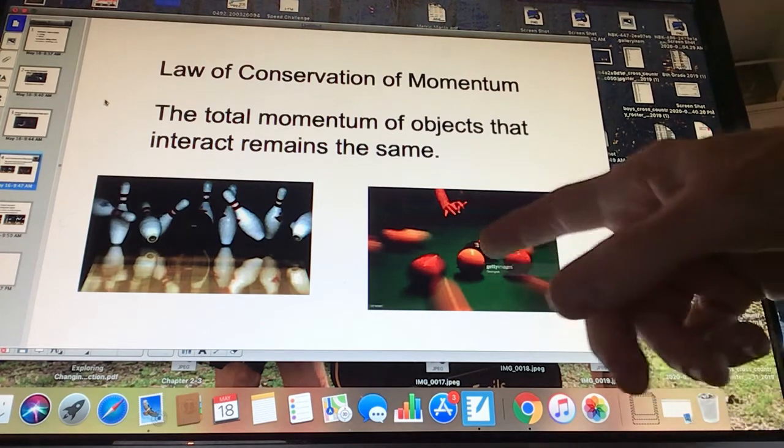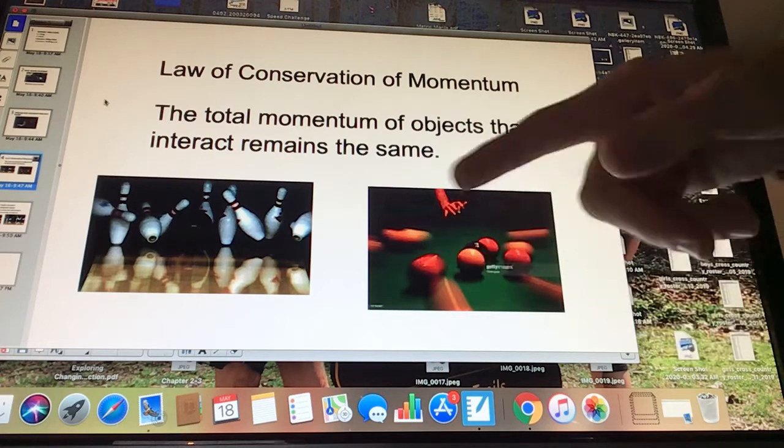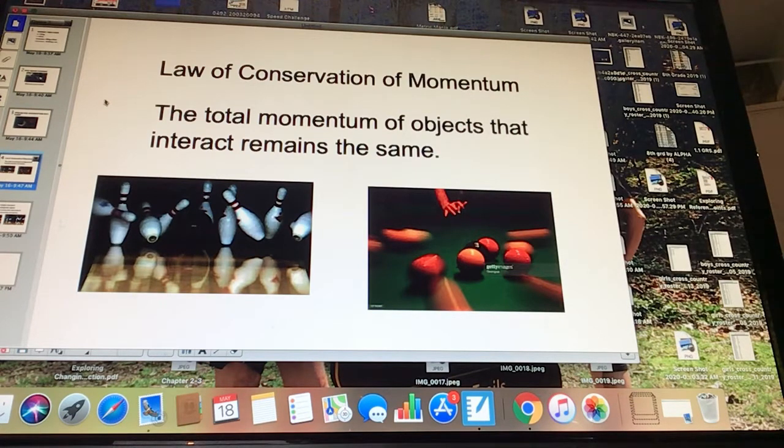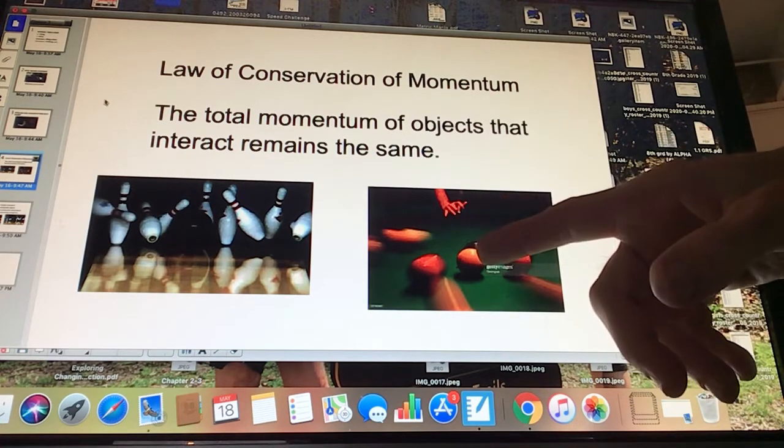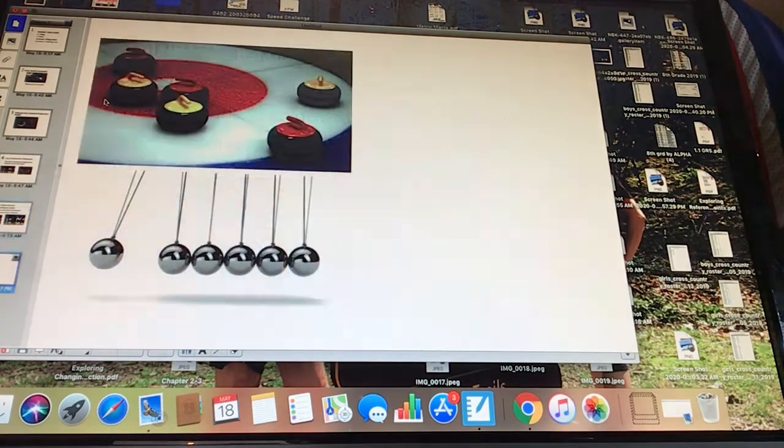Same thing happens when you're breaking a rack of pool balls. Okay, the cue ball traveling towards the rack of pool balls has a lot of momentum. The rack of 15 balls at the other end of the table have 0 momentum until the cue ball hits them. Then the pool balls start to move. They gain momentum because they gain speed, and the cue ball loses momentum. It slows down just like the bowling ball.